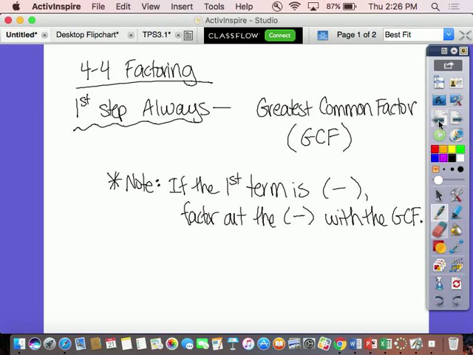Okay, so today we're looking at factoring. The first step in factoring is to always factor out the greatest common factor, if there is one. There's not always a greatest common factor, but if there is, we factor it out. We call that the GCF.